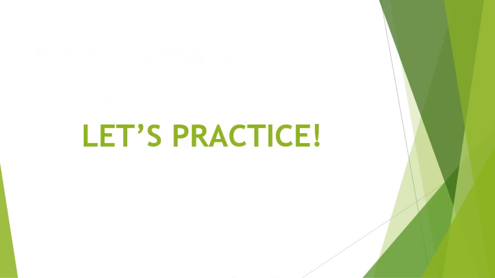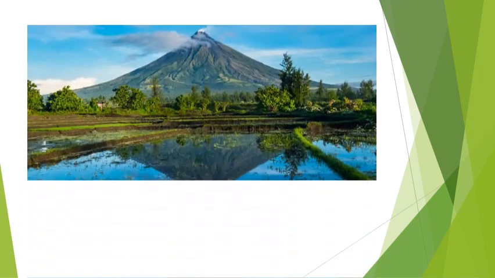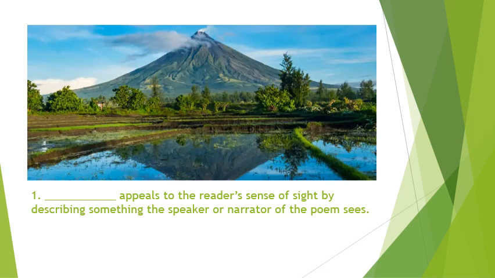All right, so that's all the 7 types of imagery. Now let's practice. Try to look at this image. All right, so number 1. Blank appeals to the reader's sense of sight by describing something the speaker or narrator of the poem sees. What do you think is the answer? All right, our answer is visual imagery.